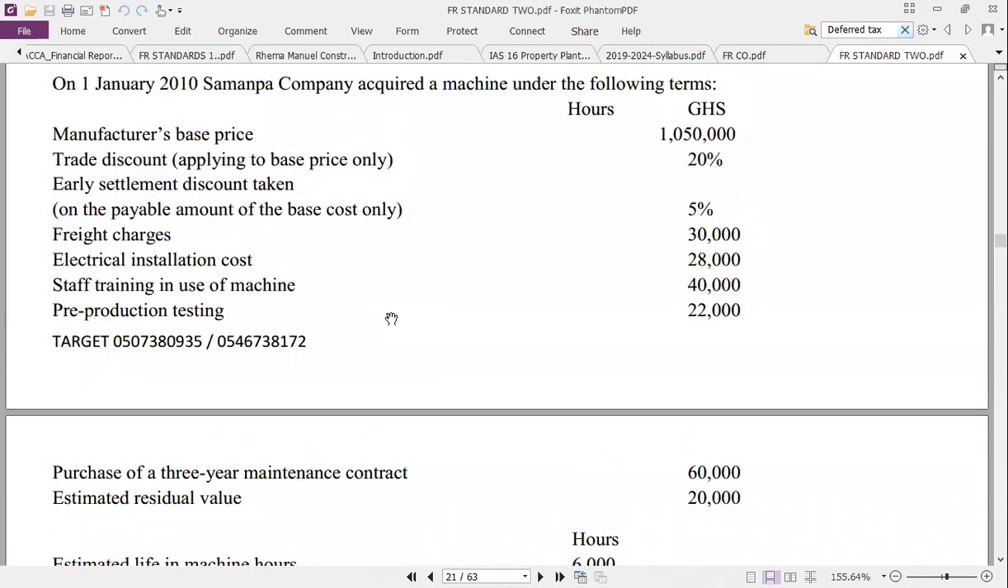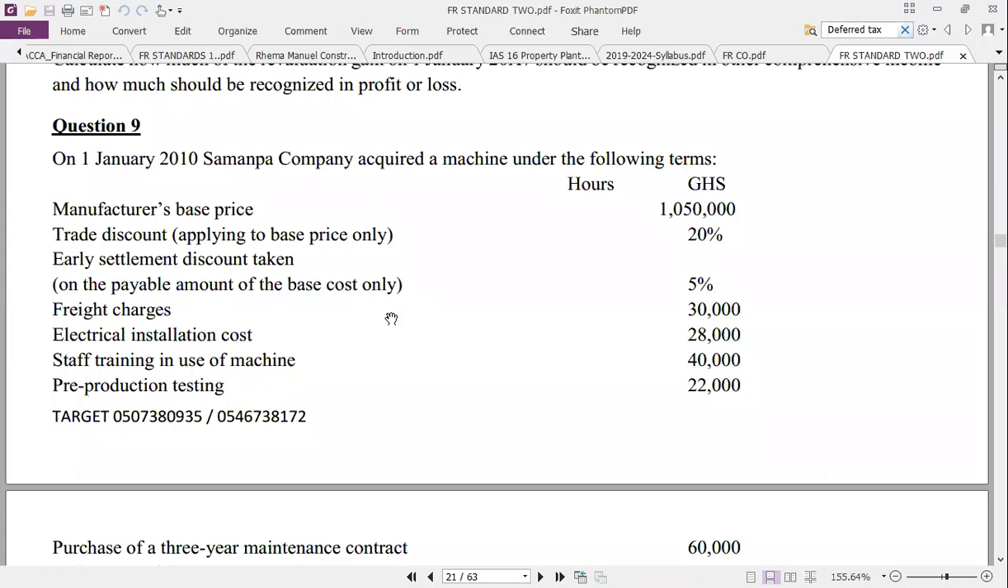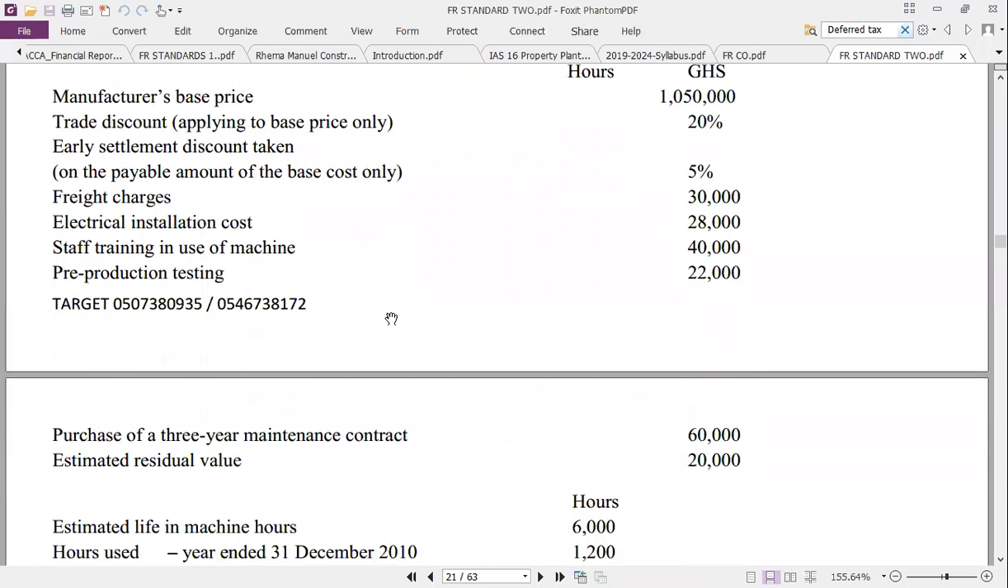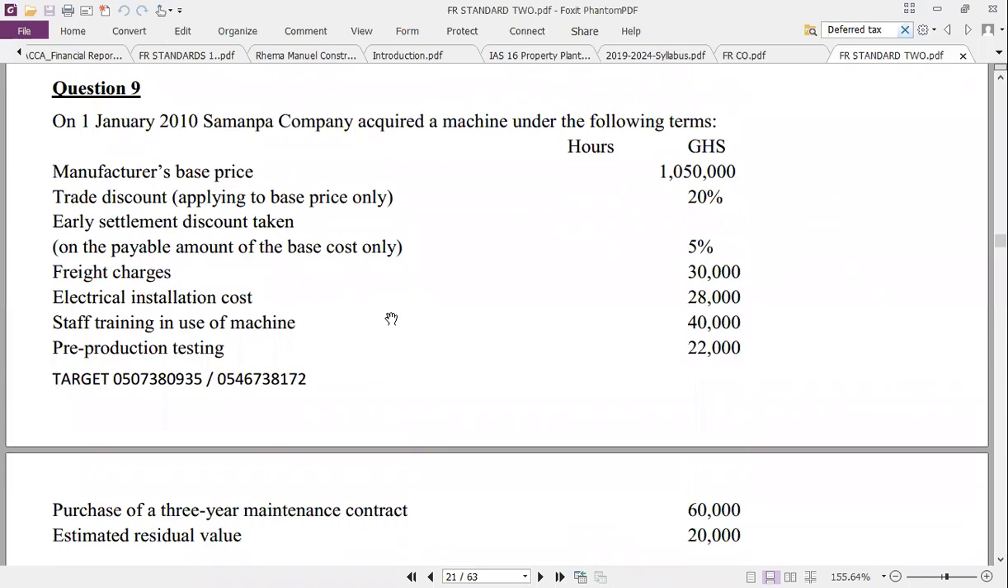Tutorial question 9. You are just calculating the cost of the machine. Samantha company acquired a machine under the following terms.